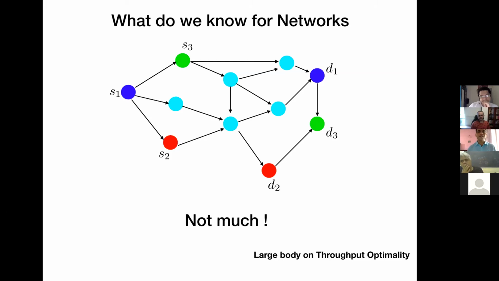So the bottom line is this: essentially, for the question we are asking, where delay is directly being counted as a cost function, delay and energy, we don't know much about how to do things with the networks, and that is the topic of this paper.